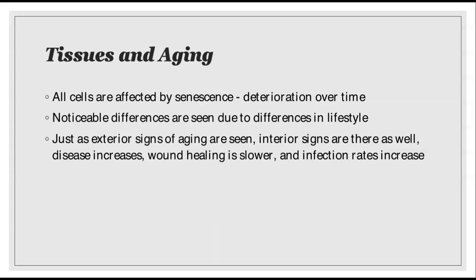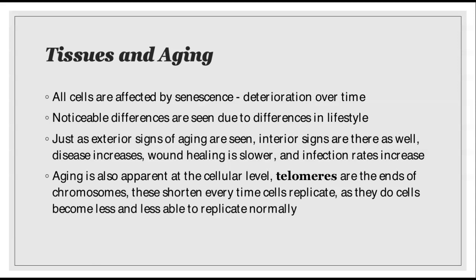Just as we see that on the outside, there are also signs on the inside as well, like disease increases, you get a lot more likely to get cancer and other things like that. Wound healing is slower and infection rates increase. Aging is also apparent at the cellular level, and it's a pretty interesting thing called telomeres. Telomeres are the ends of chromosomes.